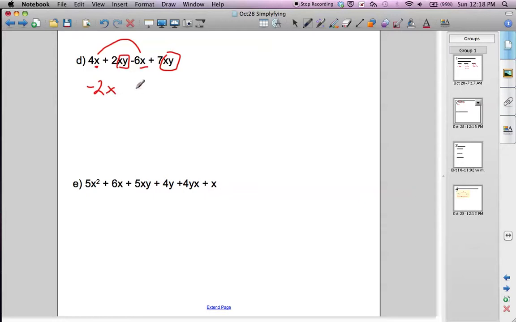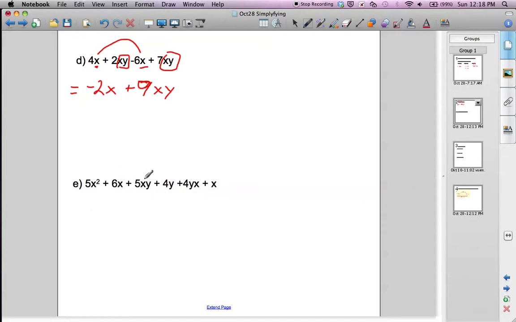And we have 2xy and 7xy. We can combine those and we get, 2 plus 7 is 9. So negative 2x plus 9xy. And that's our final simplified expression, because we cannot combine any further because this is an x and this is an xy. They're not like terms. So let's look at the next one.